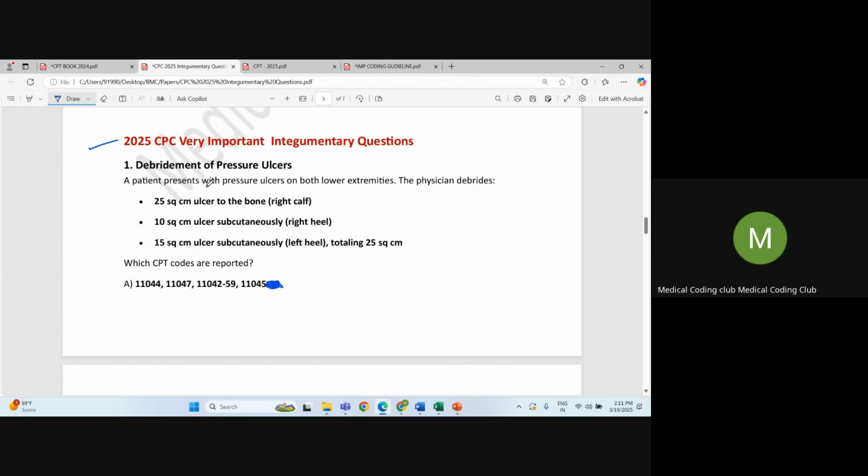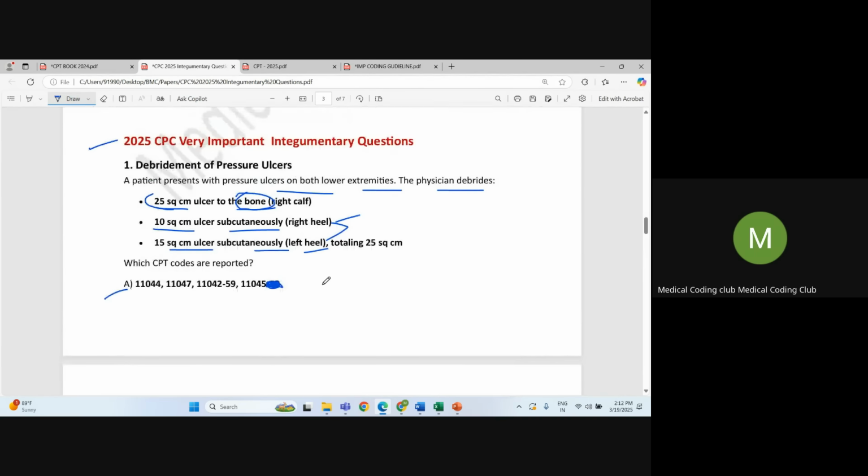A patient presents with pressure ulcers on both lower extremities, and the physician debrides 25 square centimeter of ulcer to the bone, 10 square centimeter of ulcer subcutaneously on the right heel, and 15 square centimeter of ulcer subcutaneously on the left heel. So 25 square centimeter at bone level, and the remaining 2 locations at subcutaneous level. There are options here also. First I'll help you understand the coding guideline we have for debridement.